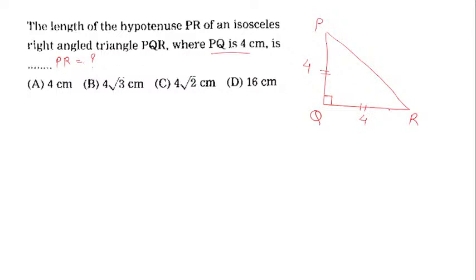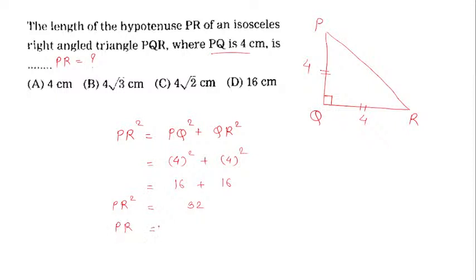So as it is a right angle triangle, we can use the Pythagoras theorem. And by that we can write hypotenuse square, that is PR square is equal to PQ square plus QR square. Now we have to just substitute the values. PQ is 4, that's square, plus QR is also 4, as it is an isosceles right angle triangle. So 4 square is 16 plus 4 square is 16. 16 plus 16, that's 32, is equal to PR square.